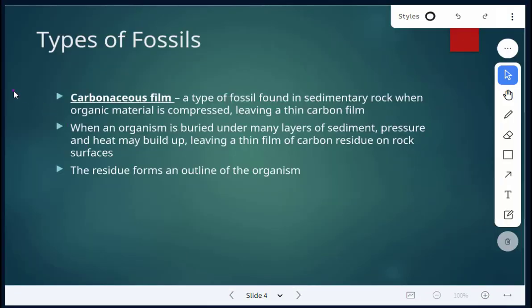Carbonaceous film. This is a type of fossil that is found in sedimentary rock when organic material is compressed and it leaves a thin carbon film. So when an organism is buried under many layers of sediment, there's a lot of heat and pressure that can build up, and it leaves a thin film of carbon residue on rock surfaces. And then that residue can form an outline of the organism. So that's what a carbonaceous film is.